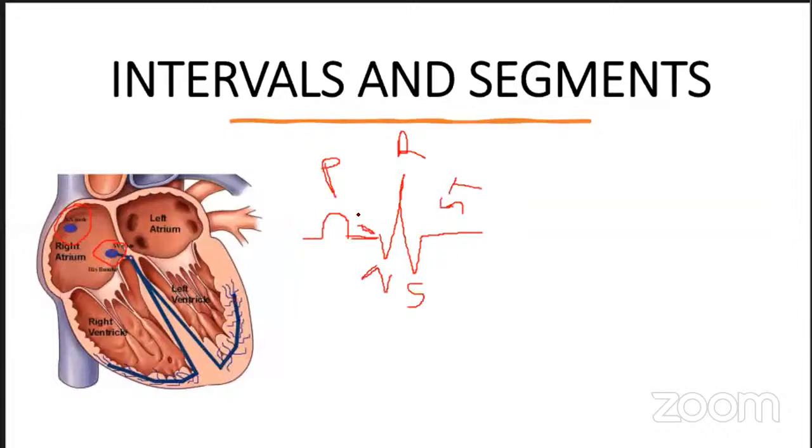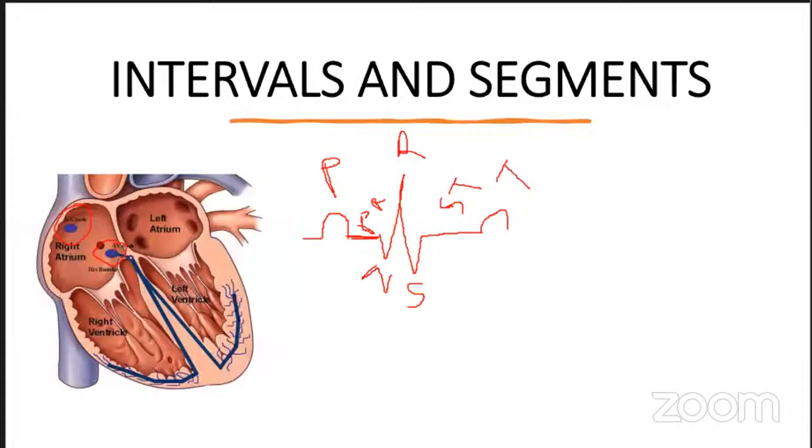Remember, we said this was our PR segment, this same flat isoelectric line. So that's our PR segment, then our ST segment, after which you're going to have your T wave. So this is our T wave there. And again, what does the T wave represent? It represents ventricular repolarization. Again, that's the origin of all of those waves and segments.